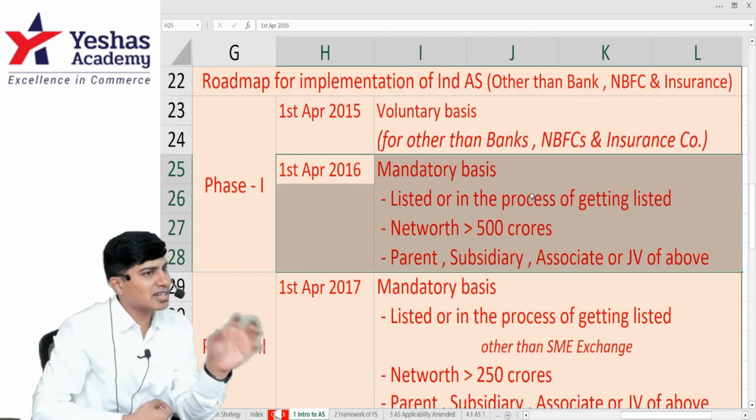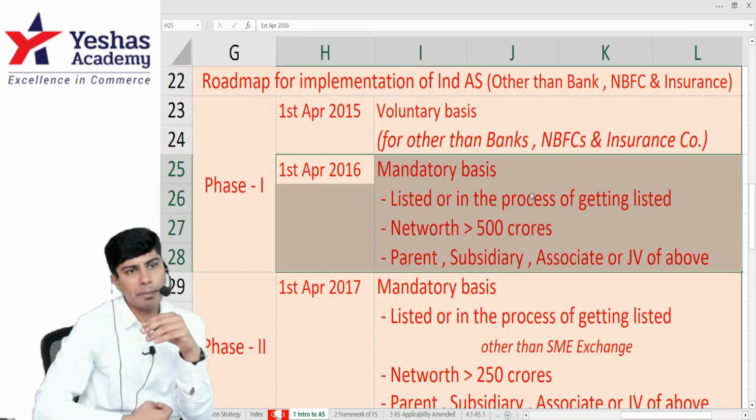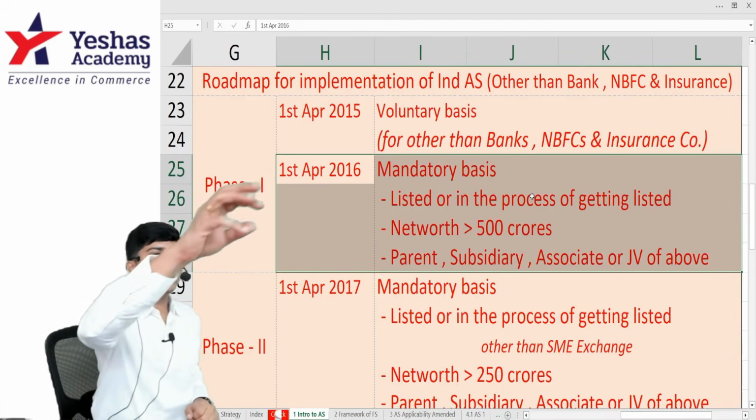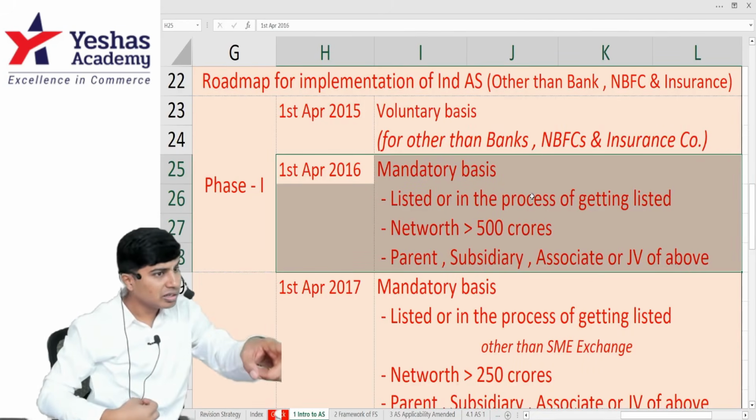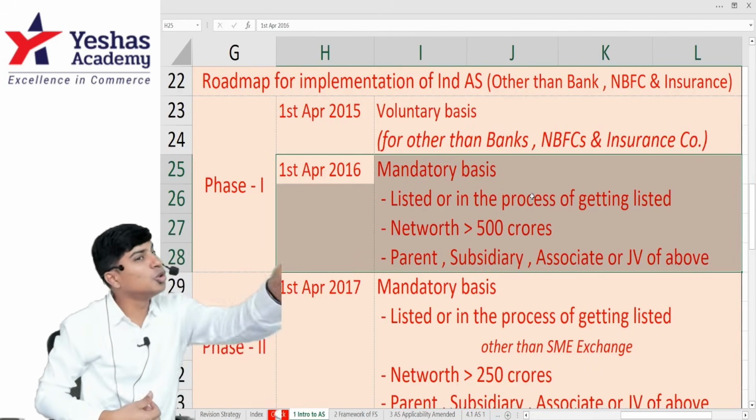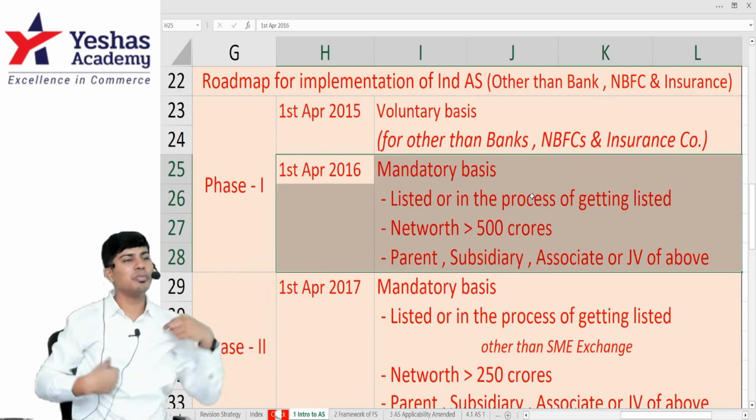Or an associate, subsidiary, or joint venture of it. For example, let's say you are a listed company and I am your subsidiary. If Ind AS is applicable to you, it is applicable to me also.